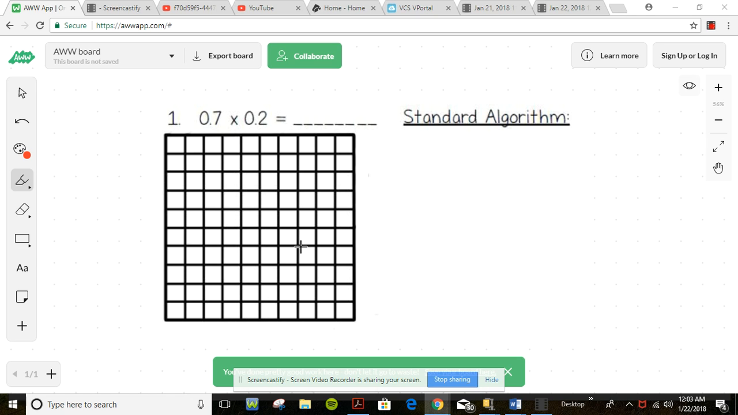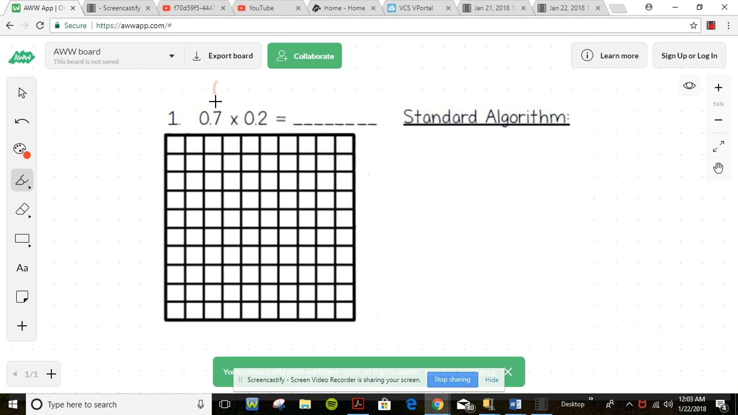So on this model, we are now going to be multiplying a decimal by a decimal, and we know with fractions that when we multiply a fraction by a fraction, they cross each other. That's going to be the same thing. But again, we're going to be focusing on the standard algorithm way. But I'm going to show you both ways.